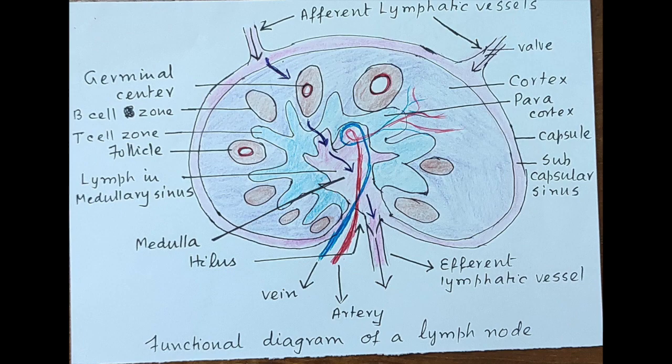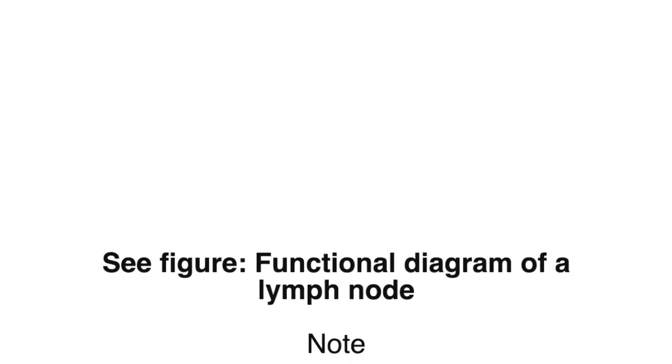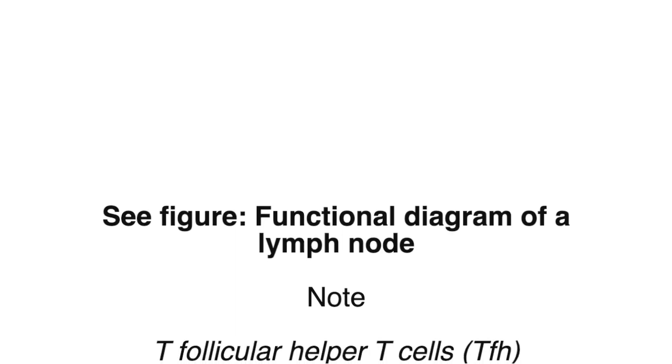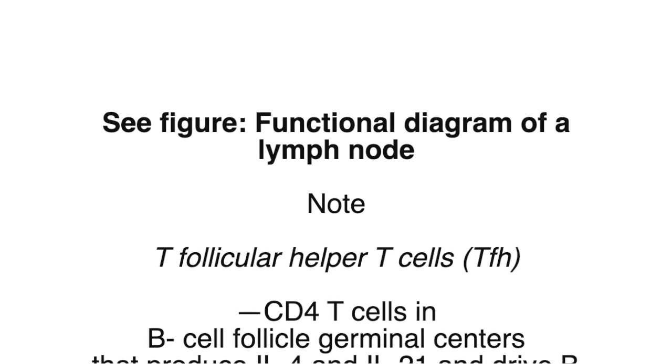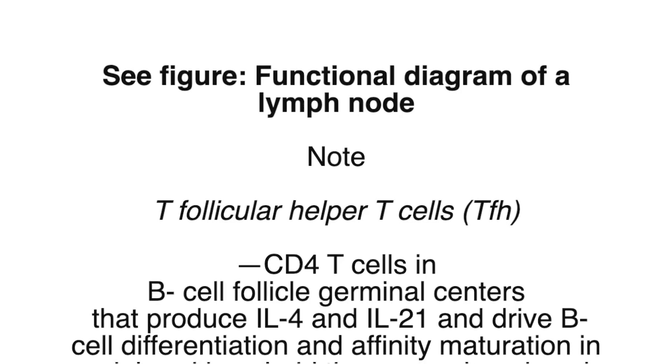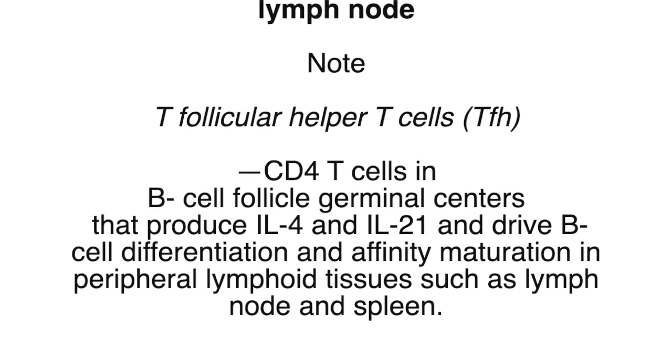We have already seen the diagram of a lymph node and all the different structures in it. Especially concentrate the attention on the B cell and T cell zones in the cortical and paracortical areas. See the functional diagram of a lymph node shown earlier. Note, T follicular helper T cells, TFH, CD4 T cells in B cell follicular germinal centers that produce IL-4 and IL-21 and drive B cell differentiation and affinity maturation in peripheral lymphoid tissues such as lymph node and spleen.